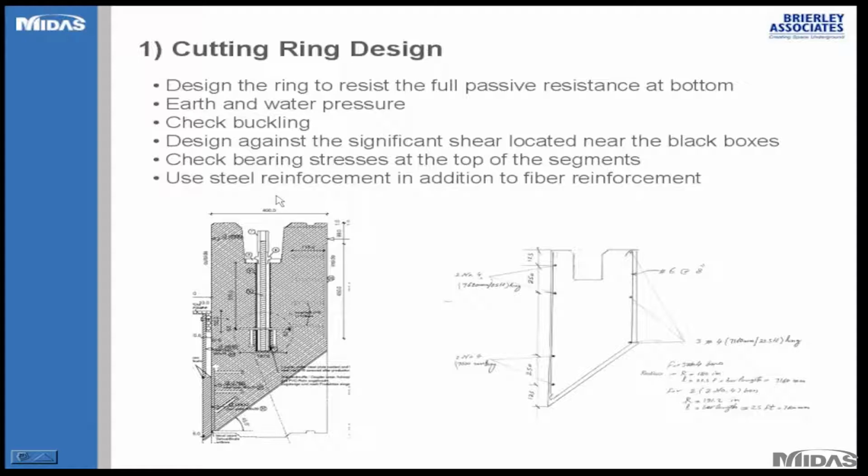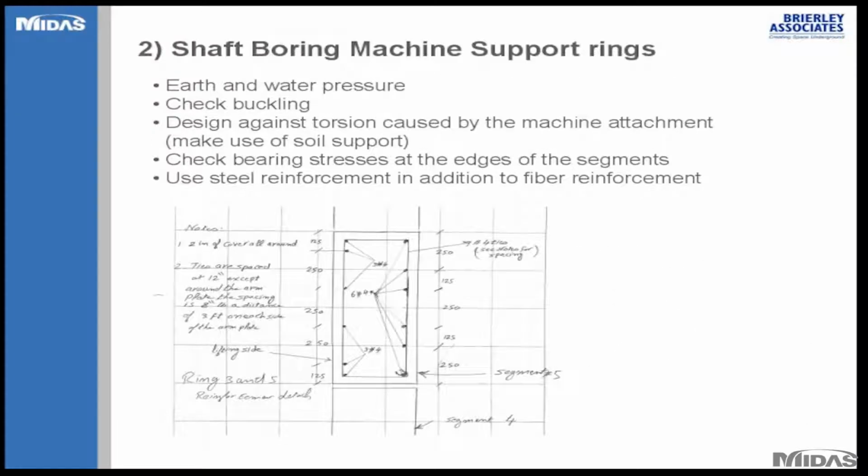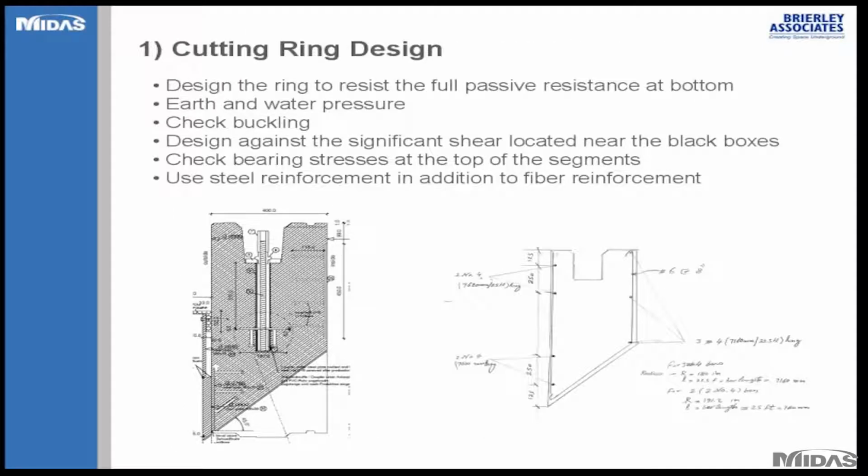And because the segments are relatively thin, you need to check the bearing stresses at the top of the segments and at the bottom, of course, of the other segments. As I described earlier, these are fiber reinforced segments, but we have to use additional regular reinforcement to take into consideration the higher stresses for some of these segments, specifically the cutting ring segments, and next the shaft boring machine support rings.